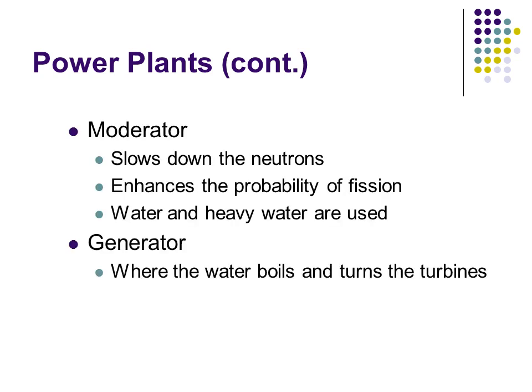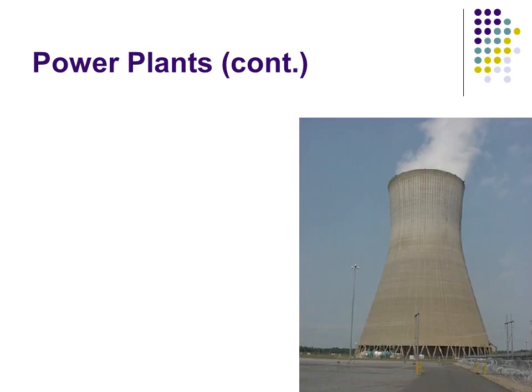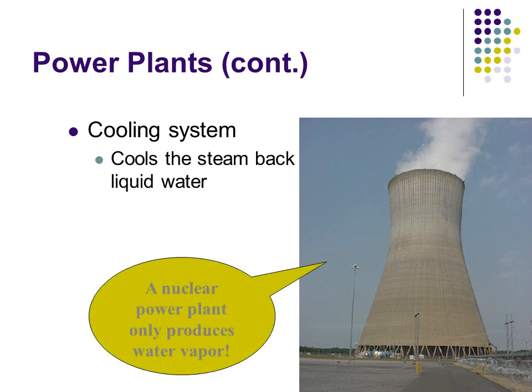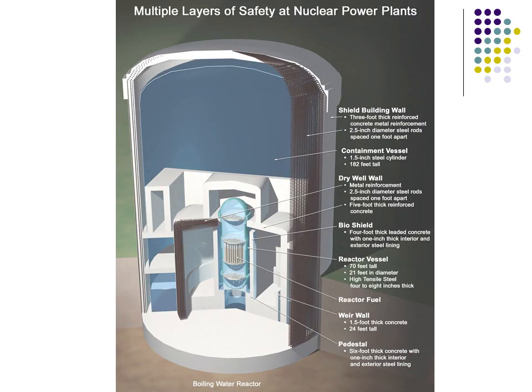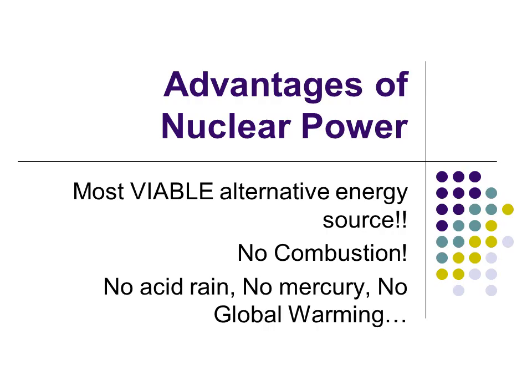The other parts are a moderator and a generator. The generator is where you generate electricity. Otherwise, the moderator is not important. Cooling system. The key idea of the cooling system is this is non-radioactive water vapor. It's just water vapor. We'll look later at how it works, and again, that it's not radioactive water vapor that's released.